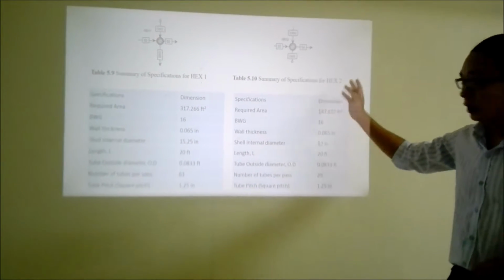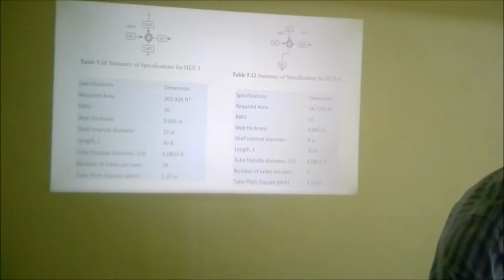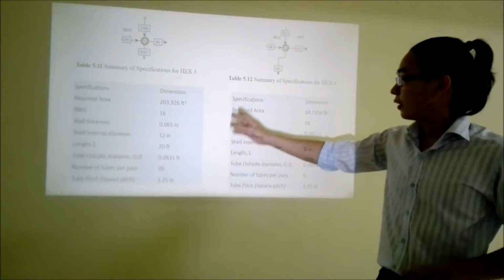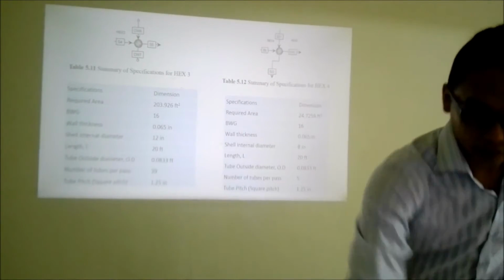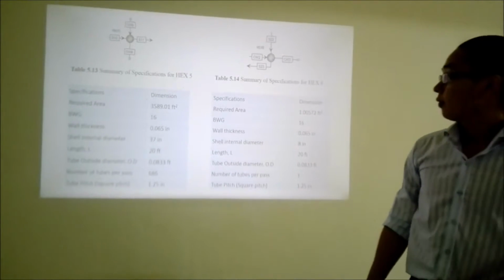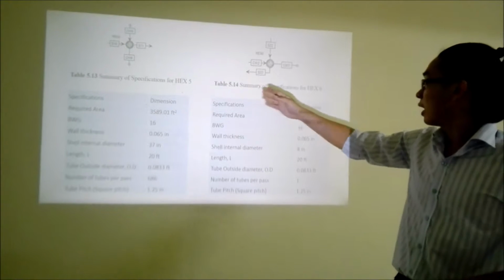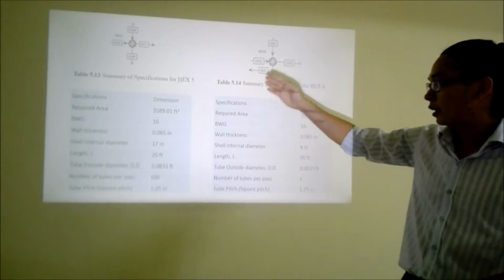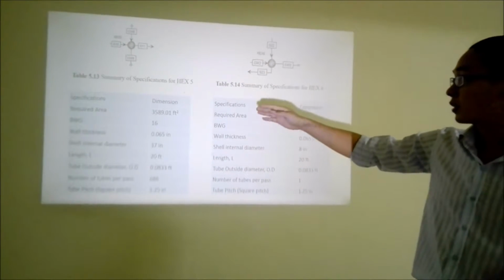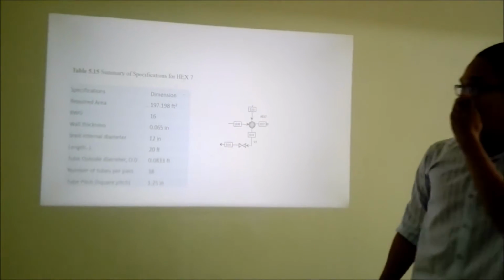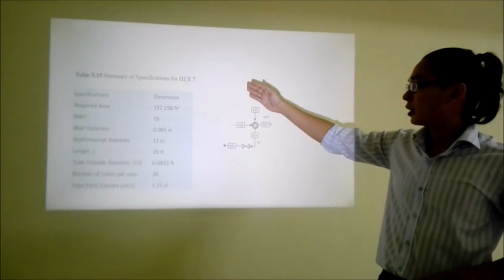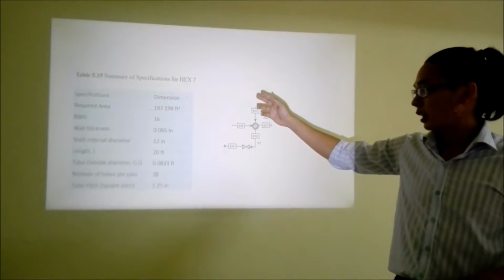So for the following heat exchangers, dimensions and specifications are as follows. So for heat exchanger 5 and heat exchanger 6, we also calculate the same specifications for the heat exchangers. And lastly, this is the summary of specification for heat exchanger number 7.